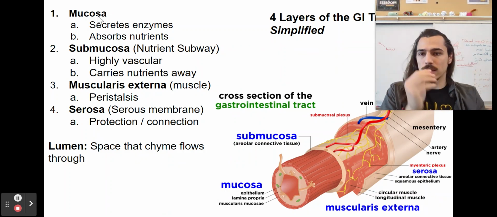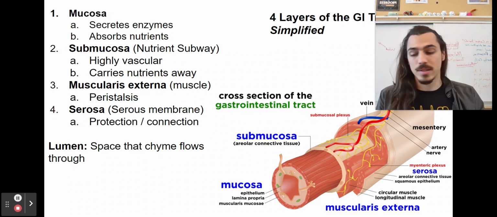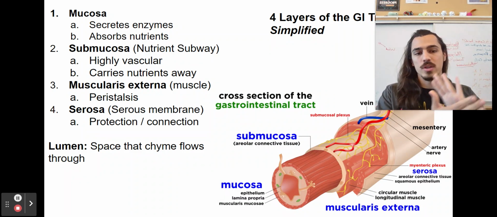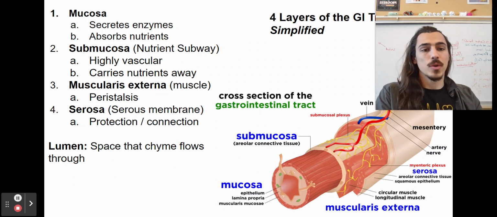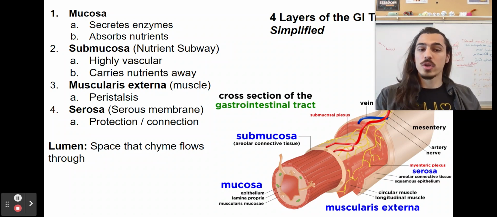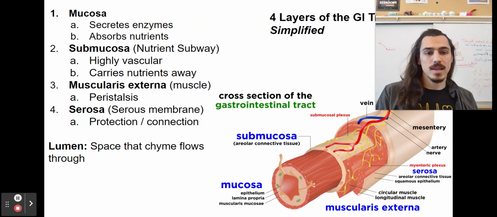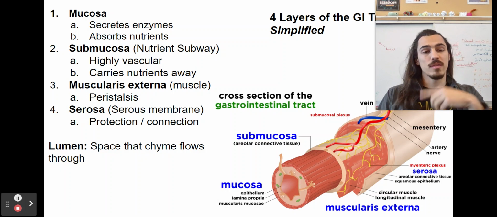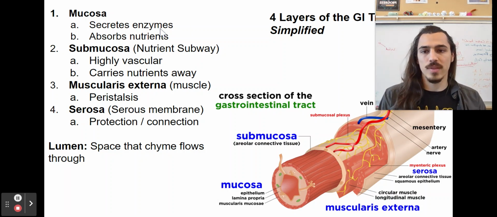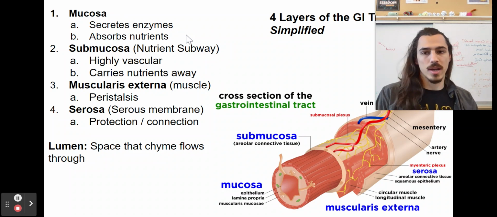That is the innermost layer. It's named the mucosa because it is covered in mucus, because it secretes mucus. That is also where there's going to be contact with chyme. So in your esophagus, the mucosa has mucus, but other than that, it's pretty straightforward. In your stomach, you have the gastric pits. In your small intestine, you have the villi and the microvilli. So the mucosa will kind of change shape depending on the function of that specific section of the gastrointestinal tract.